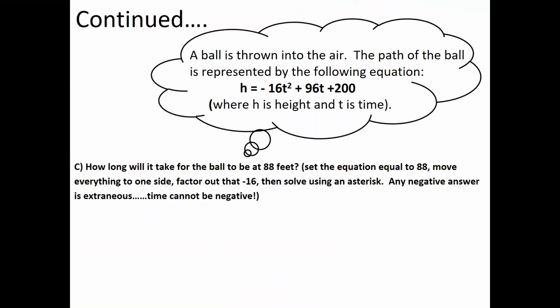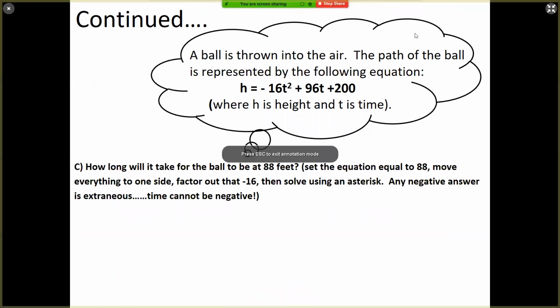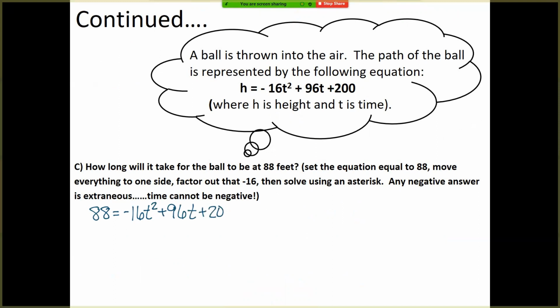If we continue this problem on the next slide, we're using that same equation, and part C asks us how long it would take the ball to be at 88 feet. I've given you instructions that you're going to set the equation equal to 88, because 88 is the height that we're concerned about. Then we want to move everything to one side. I'm going to subtract 88 from both sides to get this 0.